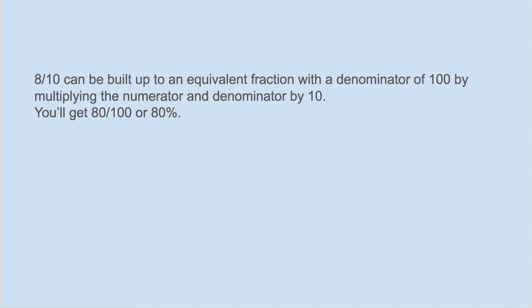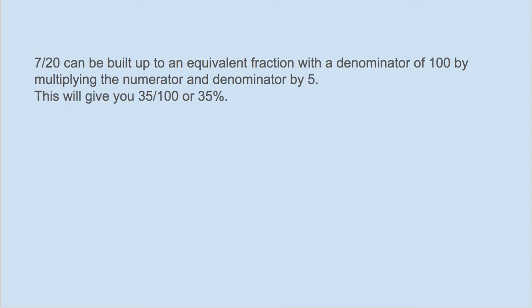8 tenths can be built up to an equivalent fraction with a denominator of 100 by multiplying the numerator and denominator by 10. You'll get 80 out of 100, or 80%. 7 20ths can be built up to an equivalent fraction with a denominator of 100 by multiplying the numerator and denominator by 5. This will give you 35 100ths, or 35%.